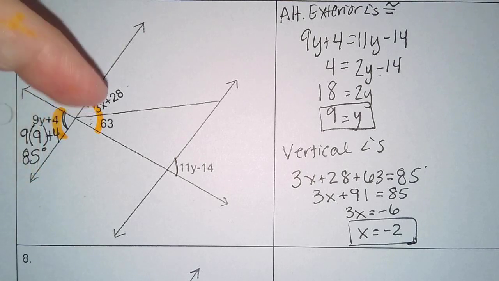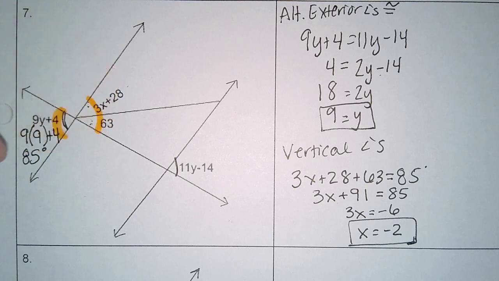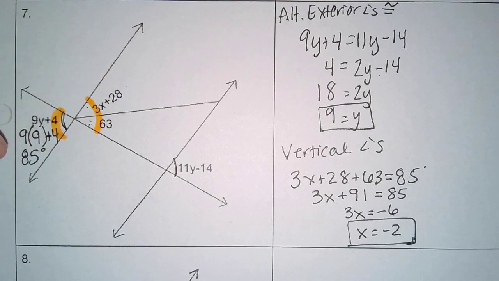So this angle's 22. And this is 63. Does it come back out to 85 if I add them together? Yes. So I know I've done it correct, or I've got another hint that I did it correct.